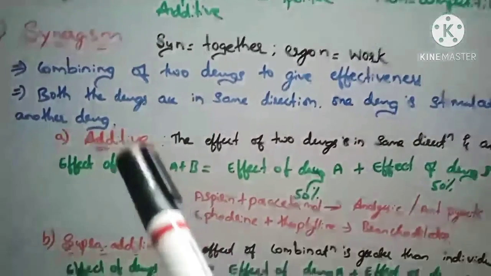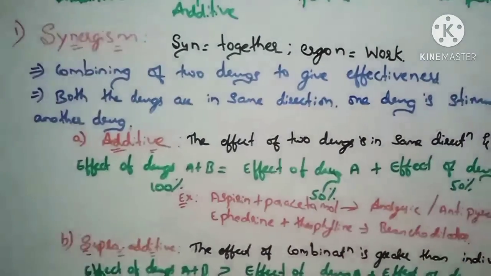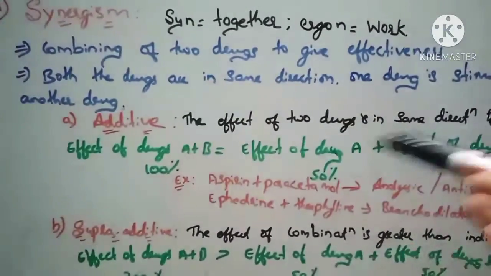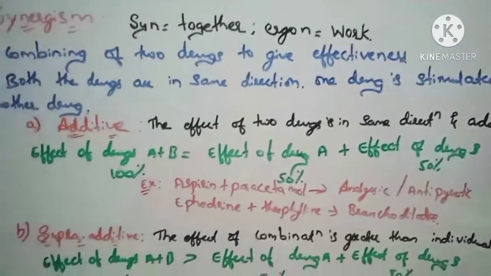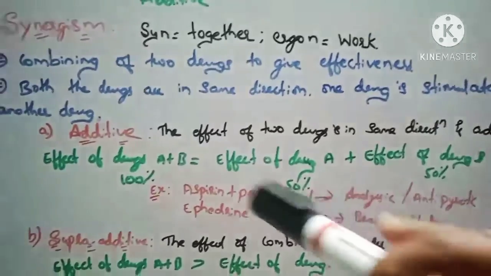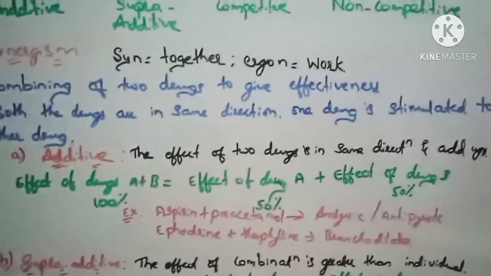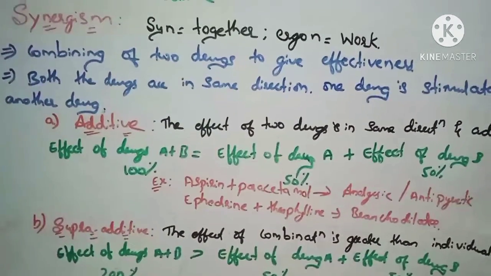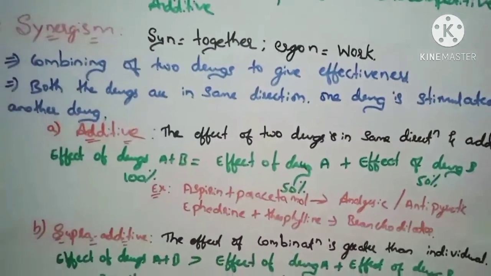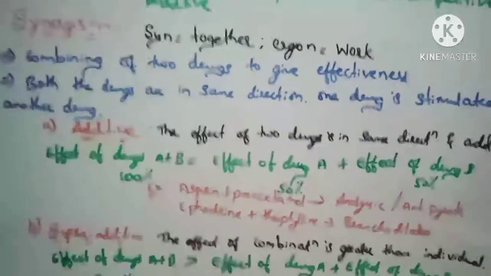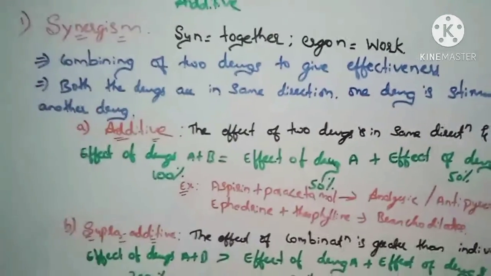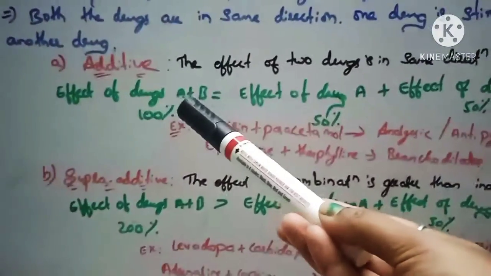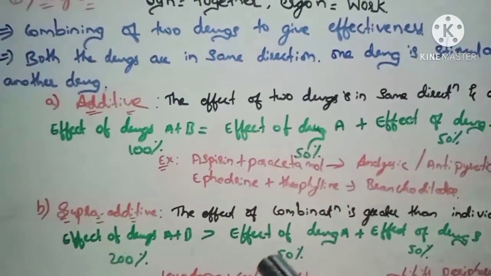If both drugs are in the same direction, for example aspirin and paracetamol have analgesic property and antipyretic property. Here the drugs are in the same direction, so one drug stimulates the other drug. If a drug does not show its action but it stimulates another drug, this is known as synergism. In synergism we have additive synergism and supra-additive synergism.